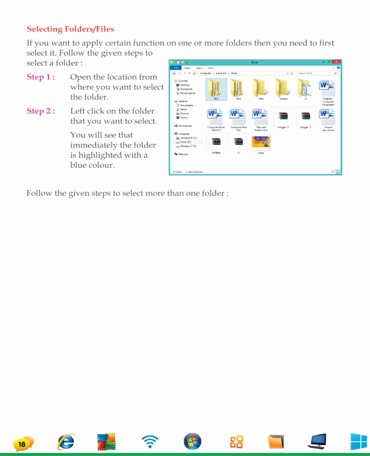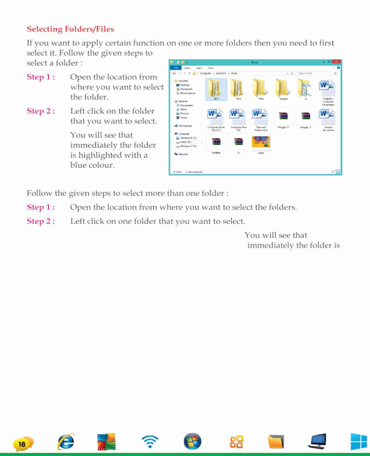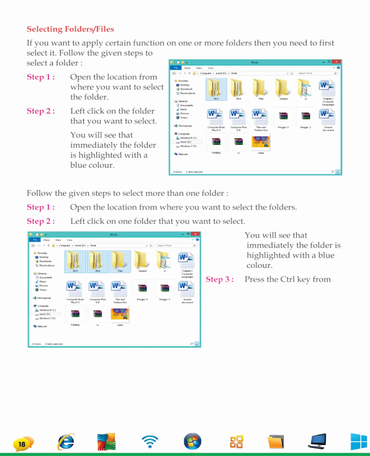Follow the given steps to select more than one folder. Step 1. Open the location from where you want to select the folders. Step 2. Left-click on one folder that you want to select. You will see that immediately the folder is highlighted with the blue color. Step 3. Press the Control key on the keyboard and simultaneously left-click the other folders that are to be selected. All the selected folders will be highlighted with the blue color.